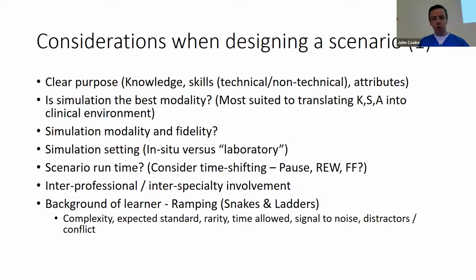The way that people ramp is that they either adjust the complexity of the scenario, they adjust the expected standard for the trainee, they start to introduce occurrences of increasing rarity, they alter the time allowed, they increase what's called the signal to noise ratio. What's meant by this is that you start providing extraneous and useless information that is designed to simulate the real world, whereby you're being told some stuff that's really useful and other stuff that's not terribly useful, and by giving more noise you're making the scenario a little bit more difficult.